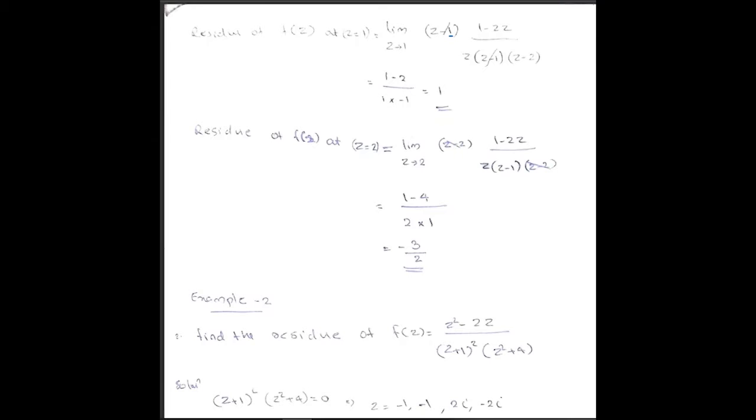The limit as z tends to 2 of (z minus 2) into f(z). So z minus 2 will cancel. Then 1 minus 2 into 2, that is 4, by 2 into (2 minus 1), which is 1. So 1 minus 4 by 2 is minus 3 by 2.